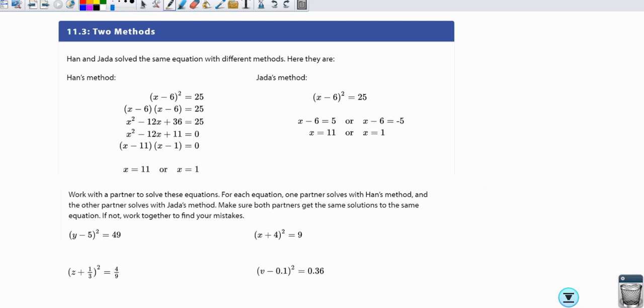Right? They were both given the same problem. What was special about that problem that allowed us to use Jada's method, which was much easier?